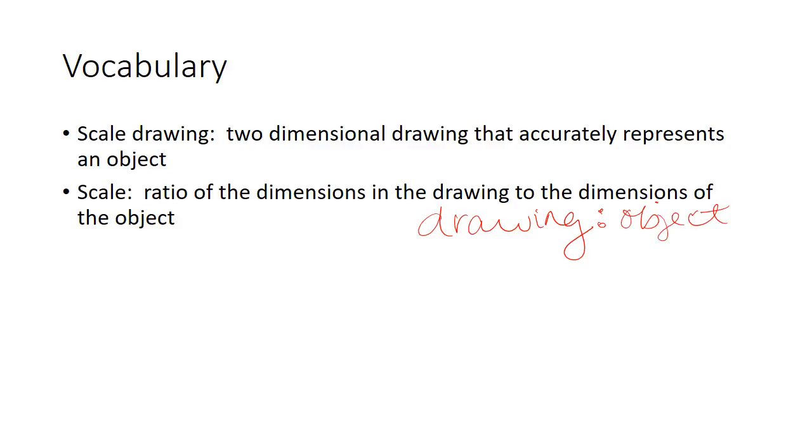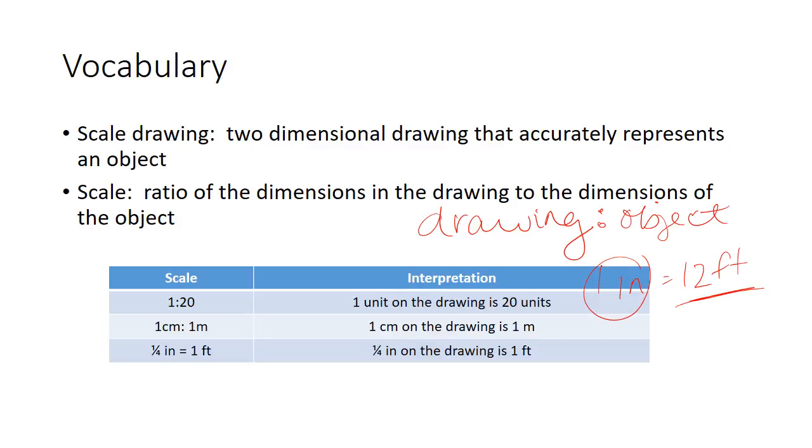So if it's a 1 to 12, let me rewrite that. Let's say it's 1 inch is 12 feet. Then 1 inch in the drawing is 12 feet in the actual object. So this can be the way you can see it. They may have it as a 1 to 20. A lot of times they'll have it like that, 1 to 20. So that's 1 unit in the drawing is 20 units in the actual thing.